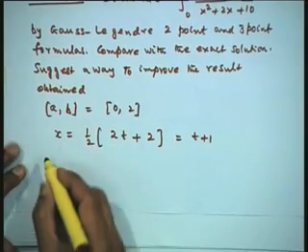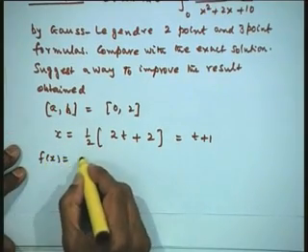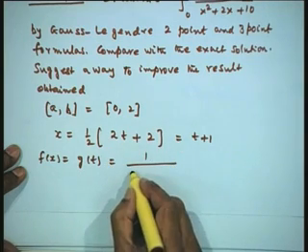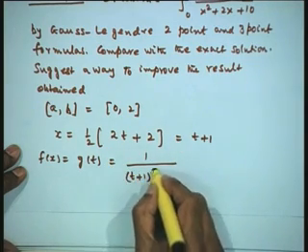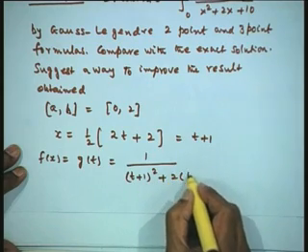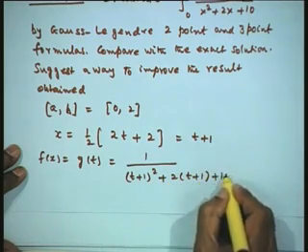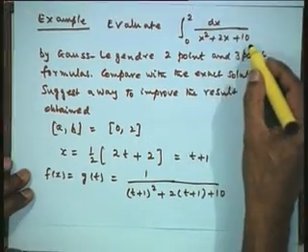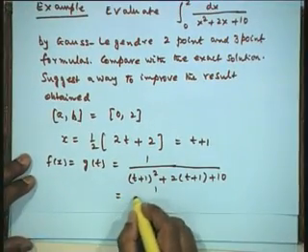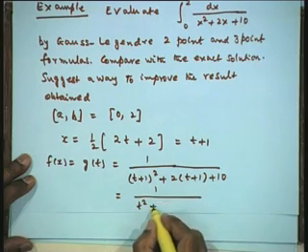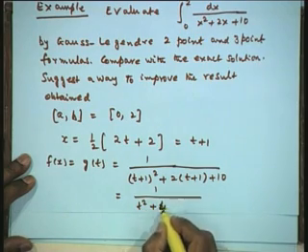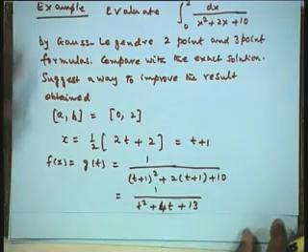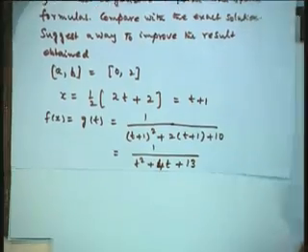Therefore, our f x, let us call it now g t, is equal to 1 upon x square plus 2 times x plus 10. So, I am just substituting t plus 1 whole square plus 2 times t plus 1 plus 10, that is equal to 1 upon t square plus 2t plus 2t, that is 4t, 1 plus 2 plus 10, that is 13. Therefore, our function g t is this.